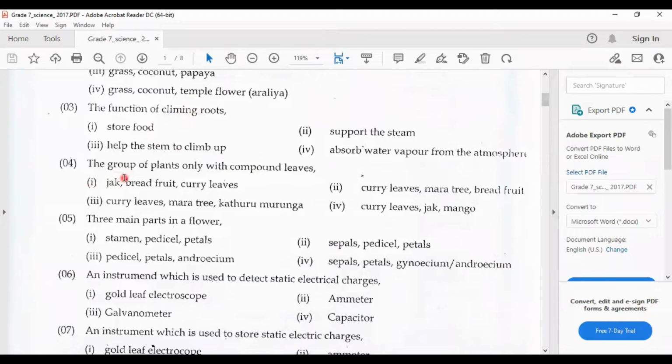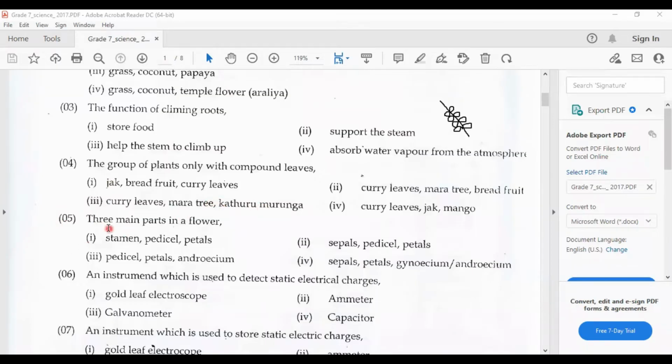Fourth one, the group of plants only with compound leaves. Compound leaves means the leaves like this. The vein and small leaflets can be seen around the main vein. These are known as the compound leaves. Answer number 4, curry leaves, mara tree and kathuru murunga.